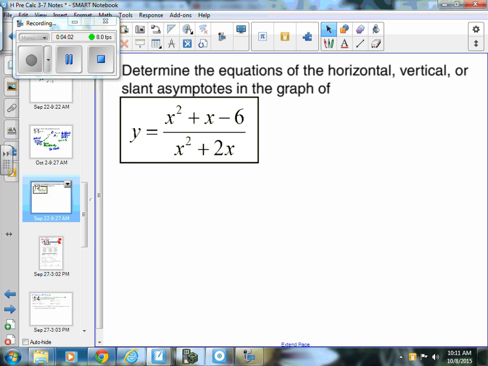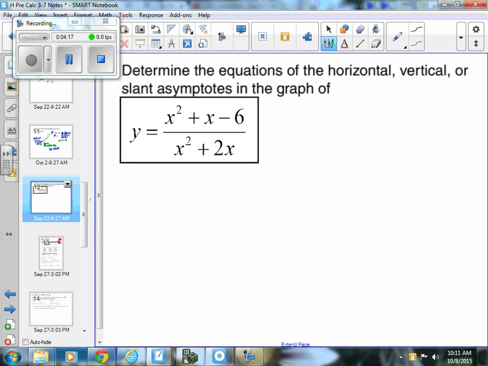I had it written a little bit differently on the other notes video. I already had it factored out, but I want you to take a look at it the way that it is written on the note sheet here. So x squared plus x minus 6 over x squared plus 2x. Determine all of the asymptotes for that graph.